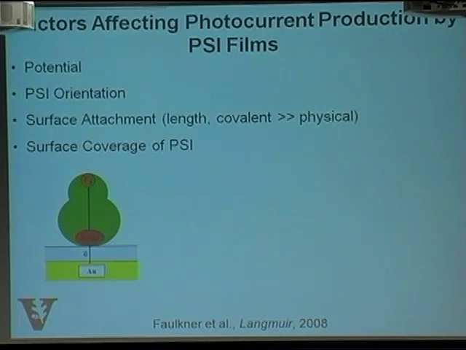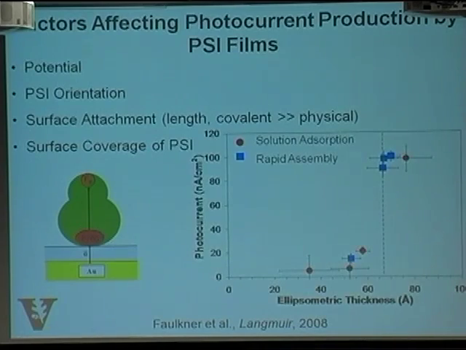Whether it's covalent versus physical, covalent interactions provide essentially a molecular wiring for electrons to go right into the protein. Okay? So we investigated a lot of that. Physical interaction versus covalent, we discovered covalent gave us a lot better results on average. The other thing that was important, though, was surface coverage.